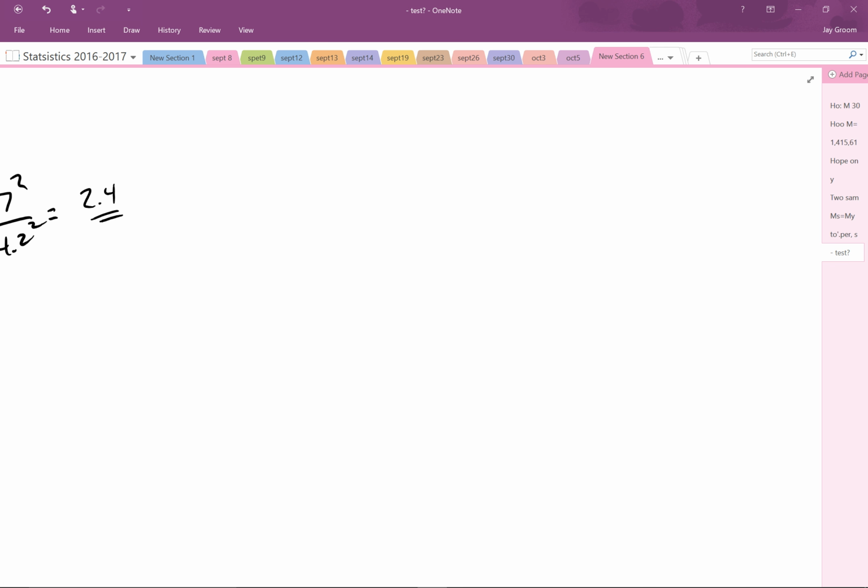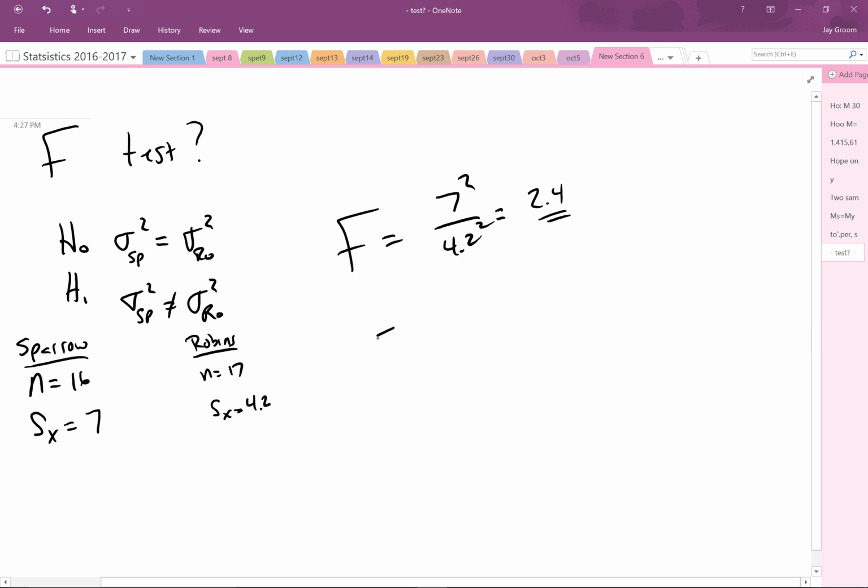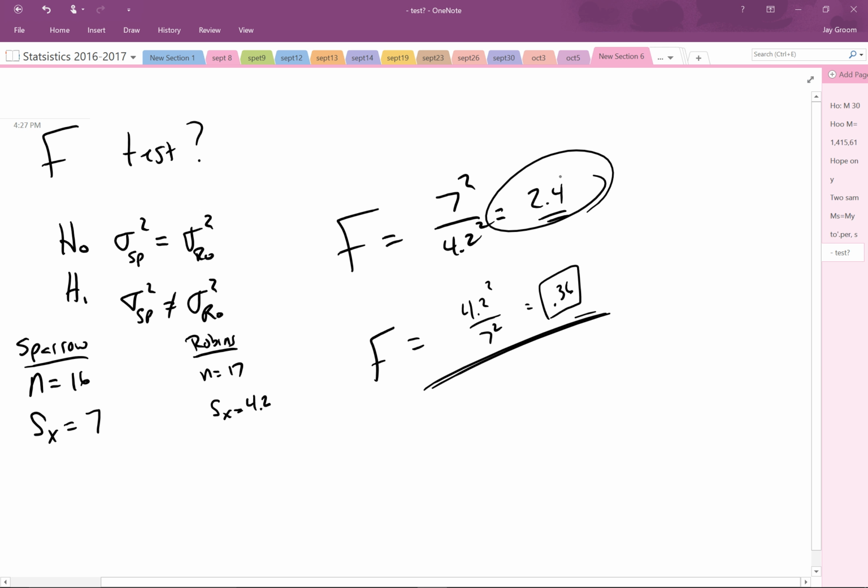However, if you're like, oh, I'm going to do it this way, so you put in 4.2 squared over 7 squared, you'll get this 0.36. If you put it in the calculator, it will tell you 0.36. And you'll be like, well, I did it by hand, I got 2.4.